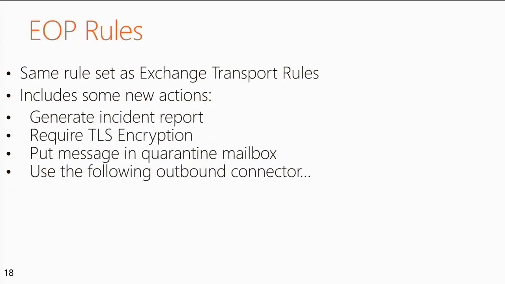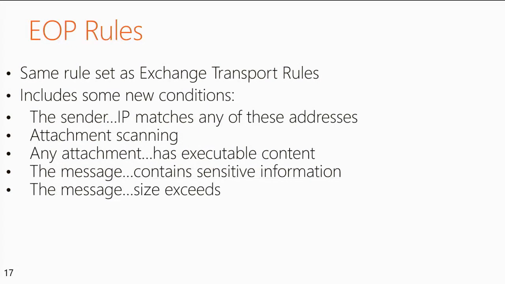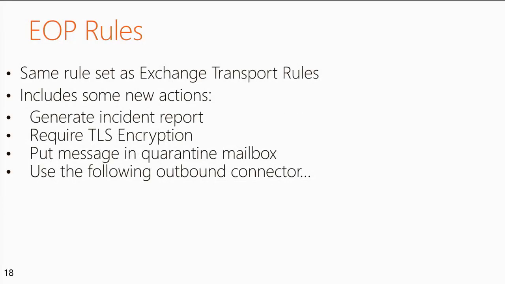Now, on the previous slide we were talking about conditions. Once the conditions are identified, then you can talk about what actions to take. And you can generate the incident report, or you can require the encryption, TLS encryption. There are different types of encryption. I'll talk on this next slide. You can put the message in quarantine, as we discussed, or you can use a special outbound connector that you configure yourself for the cases when the policy hits.